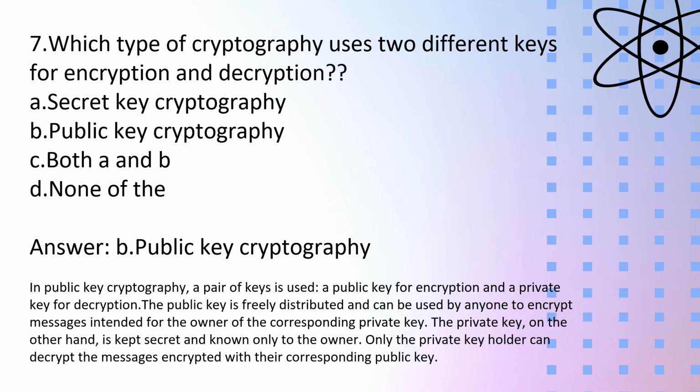Next, which type of cryptography uses two different keys for encryption and decryption? The correct answer is B. Public key cryptography. In public key cryptography, a pair of keys is used, a public key for encryption and a private key for decryption. The public key is freely distributed and can be used by anyone to encrypt messages intended for the owner of the corresponding private key. The private key, on the other hand, is kept secret and known only to the owner. Only the private key holder can decrypt the messages encrypted with their corresponding public key.